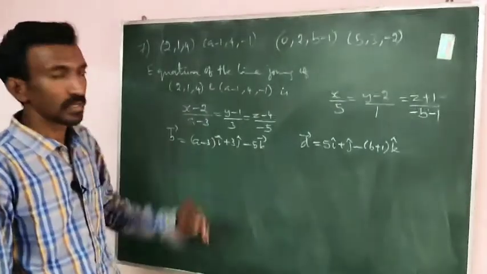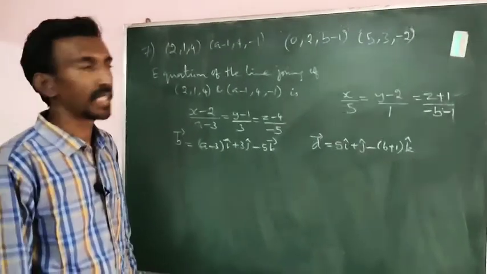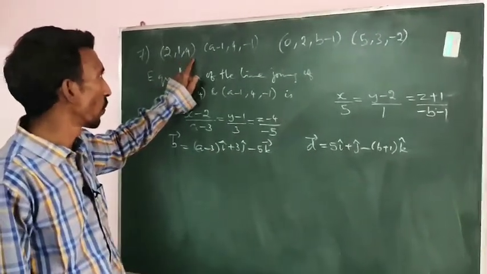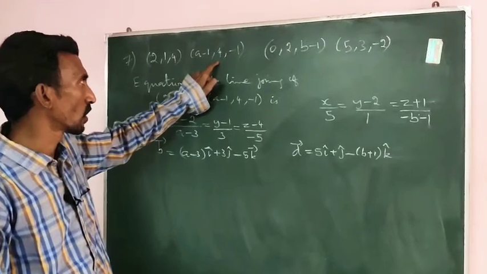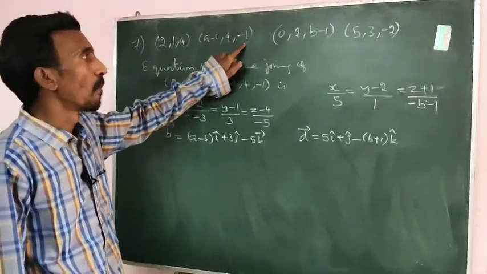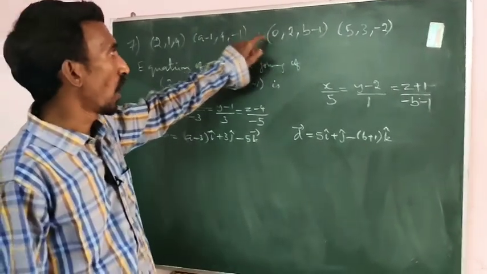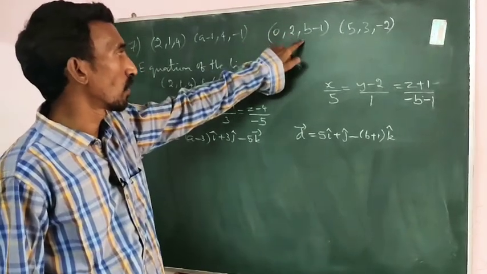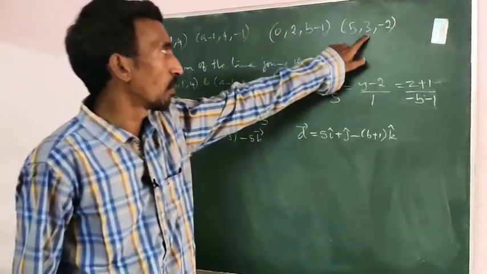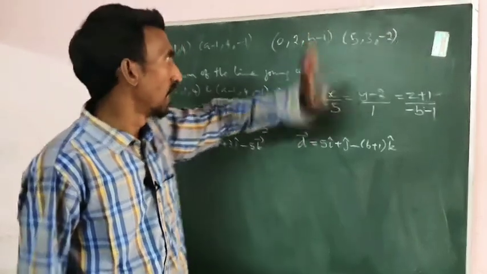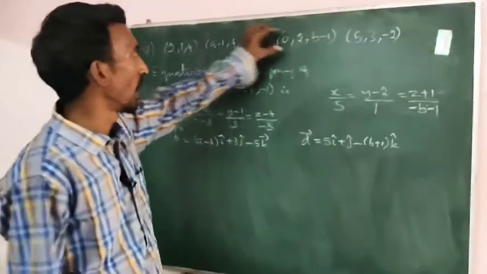Question number 7 is: if the straight line joining the points (2, 1, 4) and (a, minus 1, 4, minus 1)... sorry, (a, minus 1) with the point (4, minus 1), is parallel to the line joining the points (0, 2, b minus 1) and (5, 3, minus 2), then find the values of a and b.